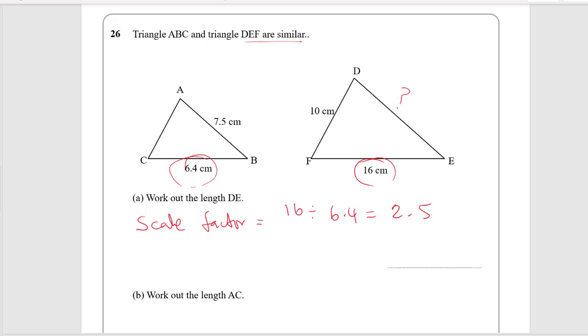Now we can find out what DE is by multiplying it by the corresponding side, which is AB. So AB and DE are corresponding. Corresponding basically means which side represents the same side on the bigger one.